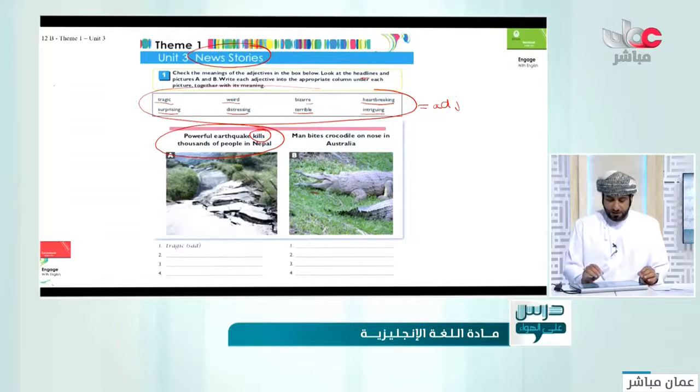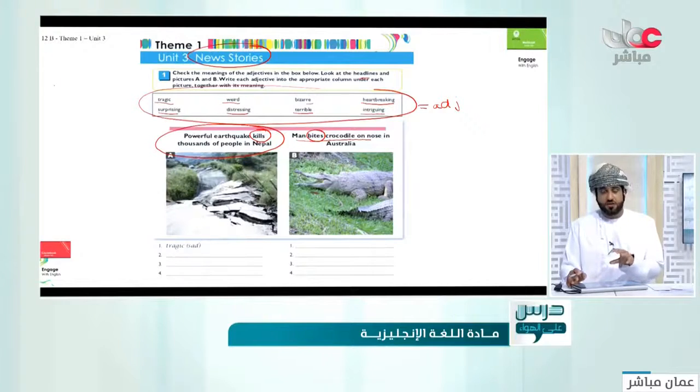The second headline is what? Man bites crocodile on nose in Australia. Wow. Sometimes the reader will be confused here. What happened? Did the man bite the crocodile, or the crocodile bite the man, from the first headline? But if you continue reading the story, you will find out the story itself. So this is the authors' or writers' trick to bring shiny headlines to put you in the trap and read the whole story.